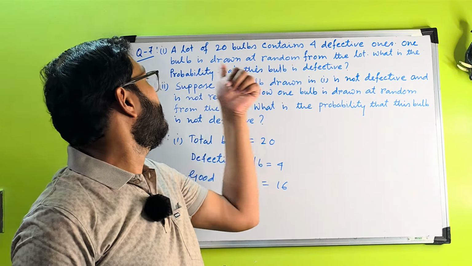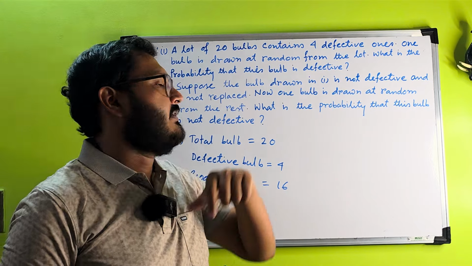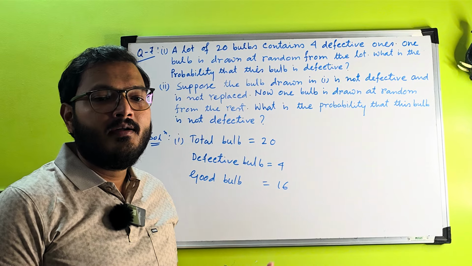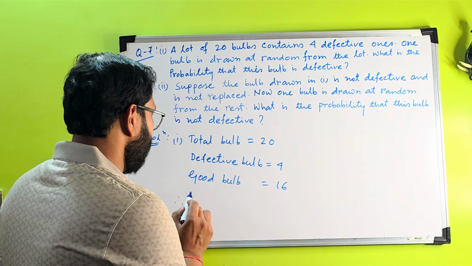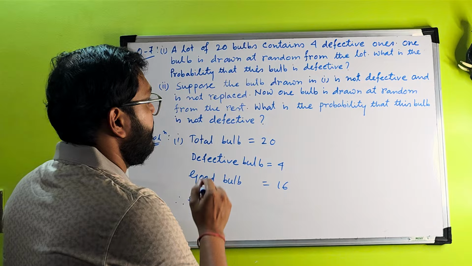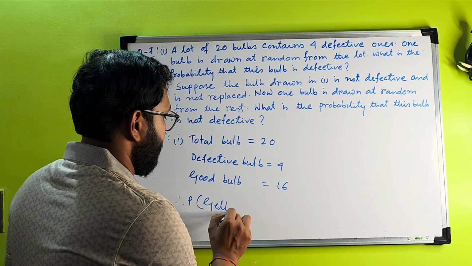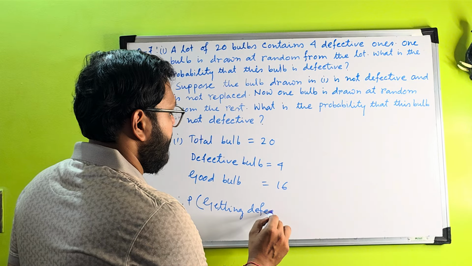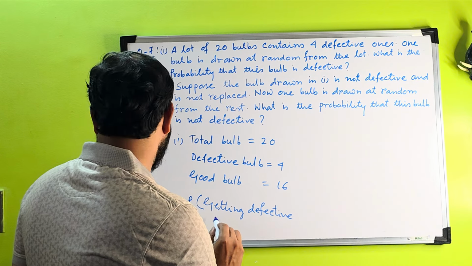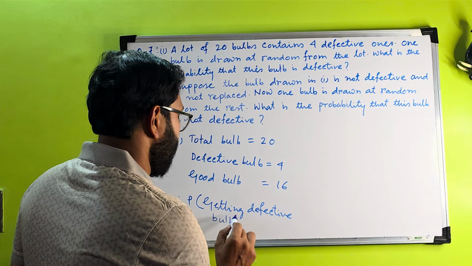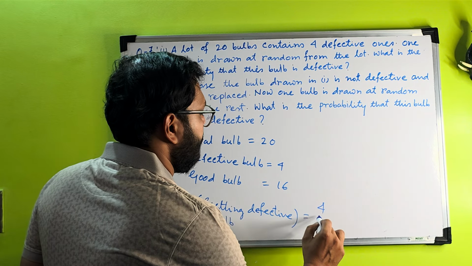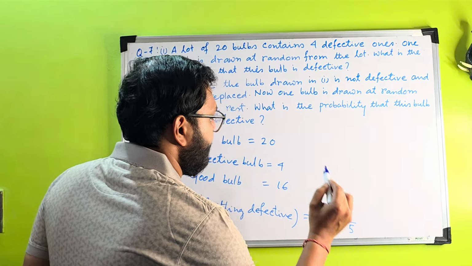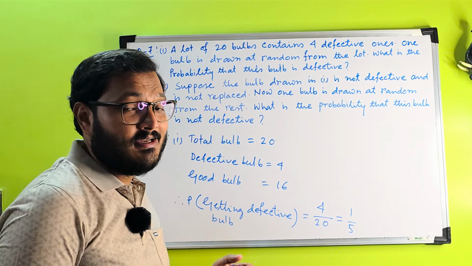Now what is the probability that this bulb is defective? Total favorable number of events by total number of events. So hence probability of getting defective bulb equal to 4 by 20, 1 by 5. Is clear, I hope.